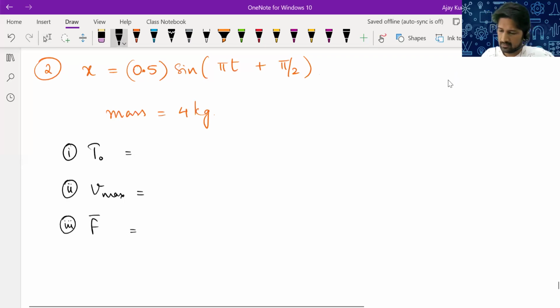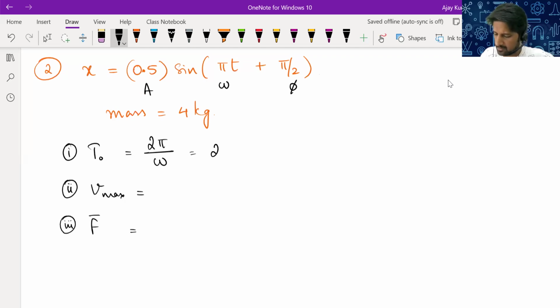Right. Now, in the displacement time equation, the 0.5 is amplitude, pi is omega, and pi by 2 is the phase constant. That's all. Basic formula for time period is 2 pi by omega. Omega is pi here, 2 pi by pi. The time period becomes 2 seconds. That means it takes 2 seconds to complete one oscillation.